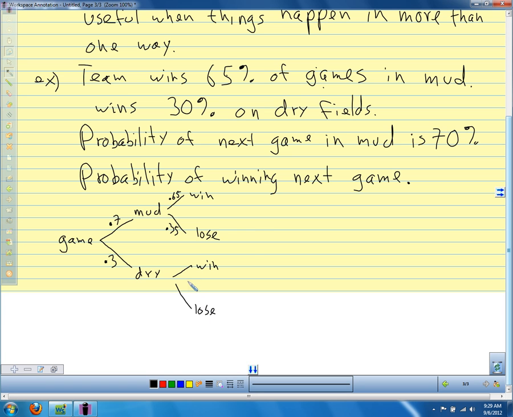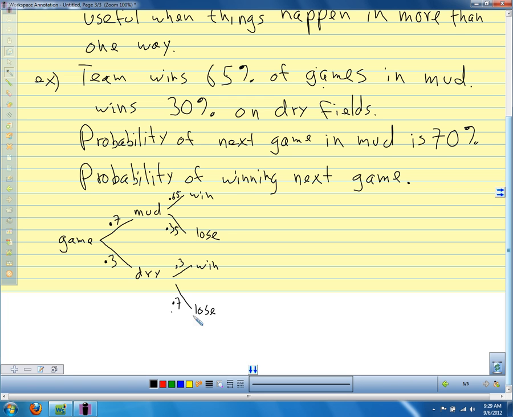The probability that they win on a dry field? 30%. I'm going to label that branch 0.3. So what's the probability they lose on a dry field? 70%, or 0.7. All our branches for our possibilities add up to 100%. All right, so we want the probability of winning the next game.